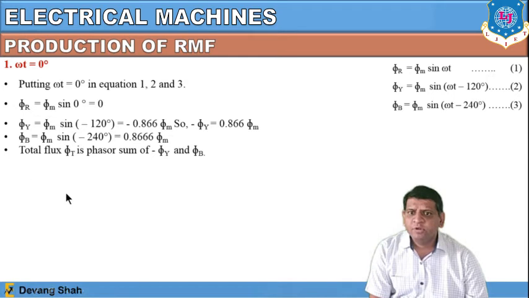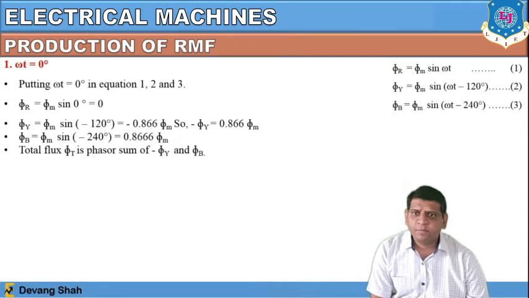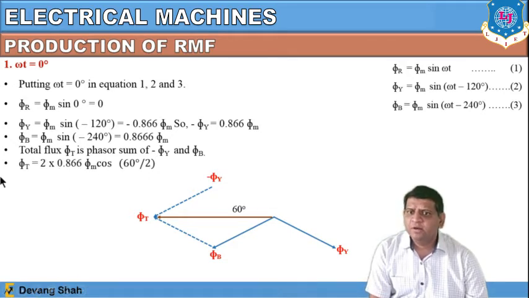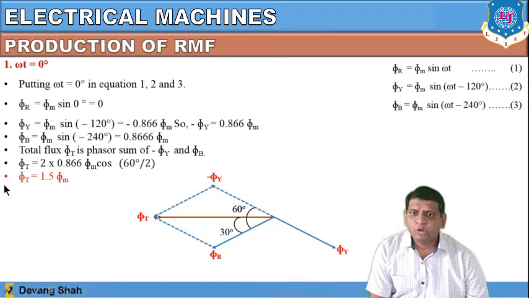Now if you put these three fluxes in a phasor diagram, you can find the total flux phi T is the summation of phi R plus phi Y plus phi B. Taking the phasor sum of all these, phi T is equal to 2 times 0.866 phi m times cos 60 by 2 from this diagram. Applying trigonometry, the total flux at this position, where omega t is equal to 0, is 1.5 times the maximum flux value. So phi T is equal to 1.5 times phi m. This is the resultant value.